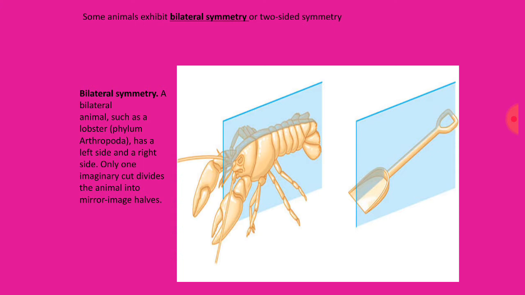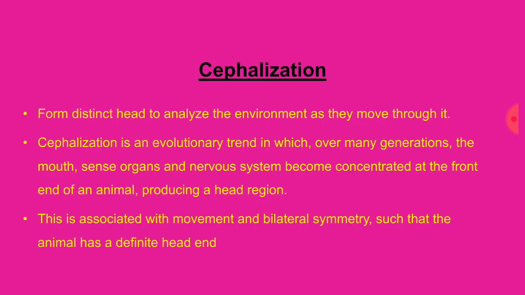There is only one imaginary plane that divides the animal into two mirror images or halves. Next, we are going to study about cephalization. Cephalo means head. In animals there is a formation of a distinct head to analyze the surrounding environment as they move through it.